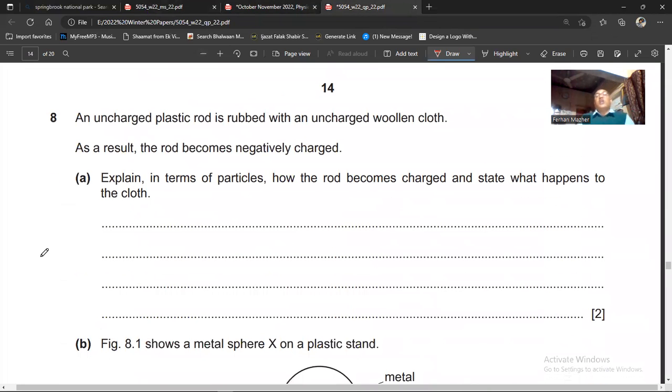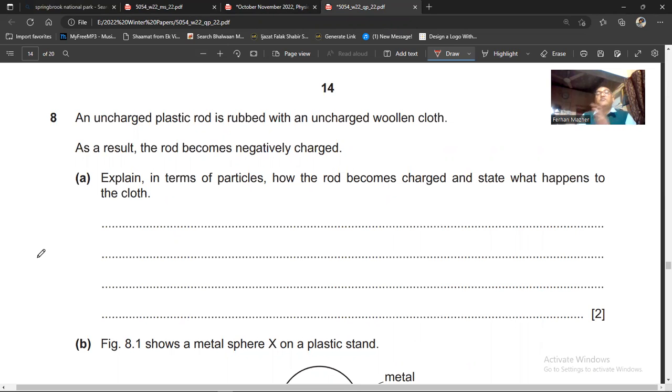Okay, so my dear students, now we are on question number 8. It says an uncharged plastic rod is rubbed with an uncharged woolen cloth. As a result, the rod becomes negatively charged. Explain in terms of particles how the rod becomes charged and state what happens to the cloth.